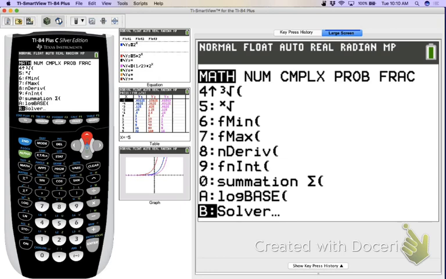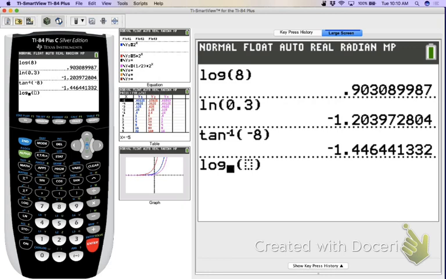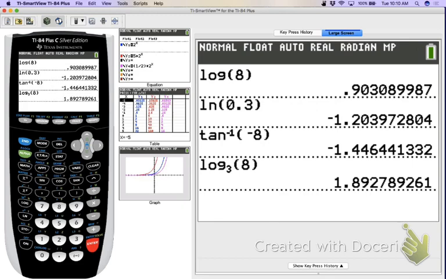If you have this version, you're going to type in log base. It's going to give you a spot to put in the base of 3 and the value of 8. And all you have to do is hit enter and get 1.8927, so on and so forth.